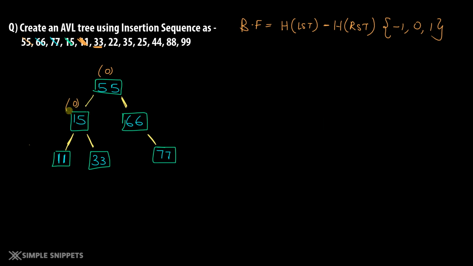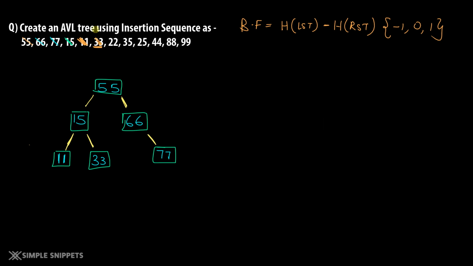For 15 it's going to be 0, for 11 it's going to be 0, for 33 it's going to be 0. For 66, the left subtree is nothing, so -1, minus the right subtree, where we have 1 node, so 0, so it's going to be -1, and for 77 it's going to be 0. So you can see all the values are in acceptable range, which means our structure is balanced and it is again an AVL tree.